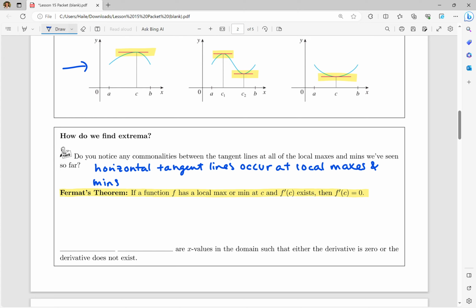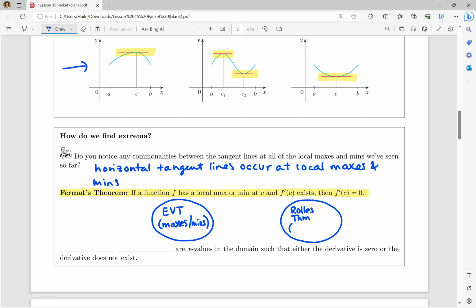We had the first theorem, the EVT, which talks about maxes and mins. Okay, maxes and mins. All right, we had our second theorem, which was Rolle's theorem, which specifically talked about horizontal tangent lines.